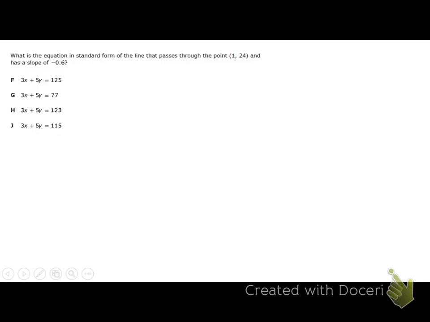What is the equation in standard form of the line that passes through the point (1, 24) and has a slope of negative 0.6? And they give us all these equations. Well, this is interesting, okay? We could do this any of a number of ways, but my first way is I think, okay, let's put all these into slope-intercept form to see which ones have that slope of negative 0.6. I'm not going to do it for all these, but I just want to show us some reasoning here. If I subtract 3x from each side, I have this.